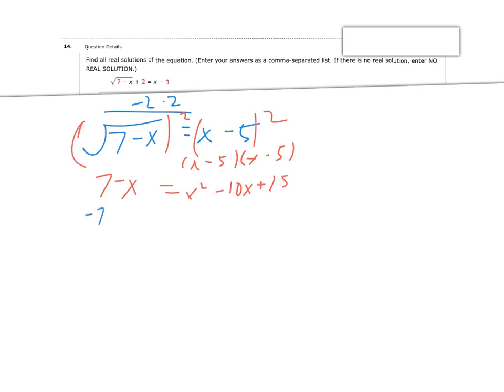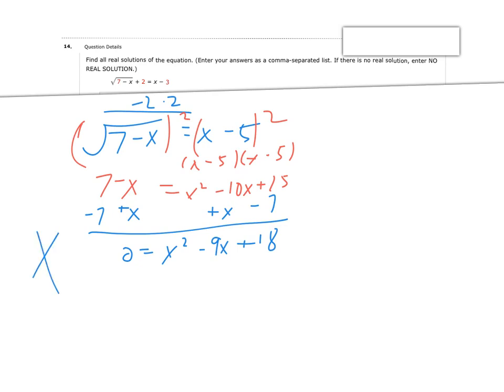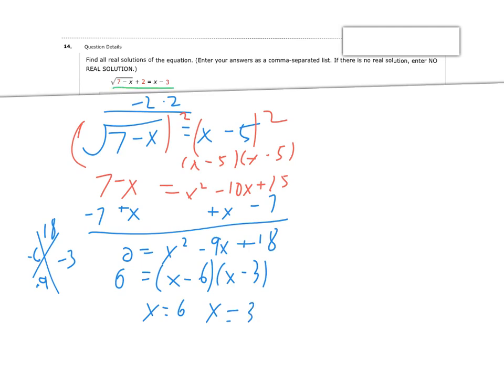So then we get one side to 0. And we get minus 9x, and then, let's see, 25 minus 7 sounds like 18. All right, so we'll factor that, 18 and negative 9. So that turns into negative 3, negative 6. So x minus 6 and x minus 3 equals 0, which means x can equal 6 or x could equal 3. But I need to check these by plugging them into the original equation.